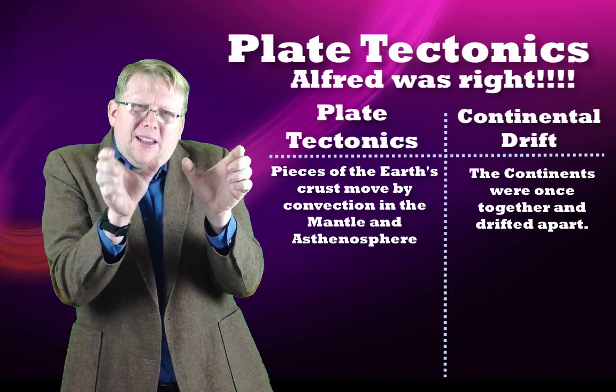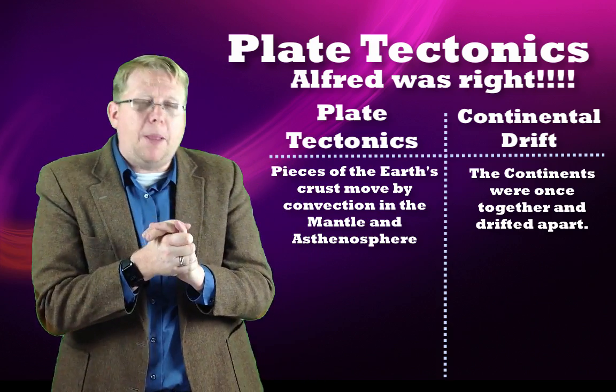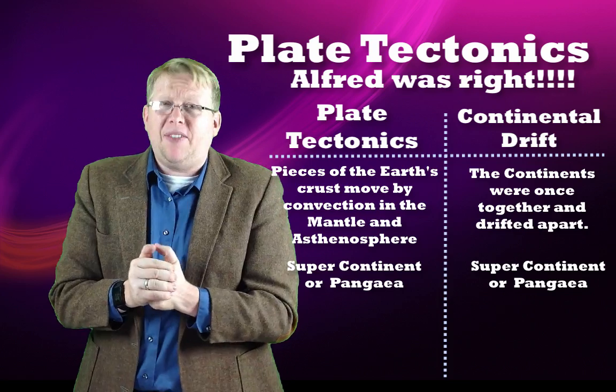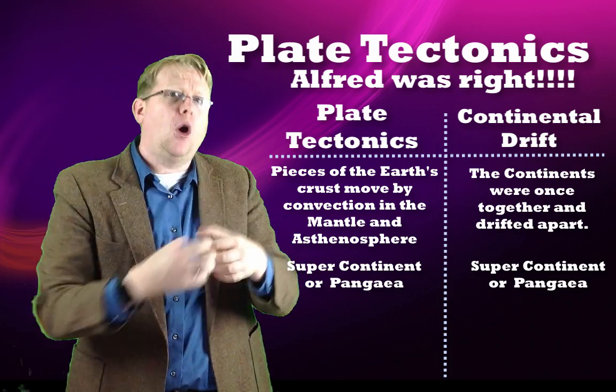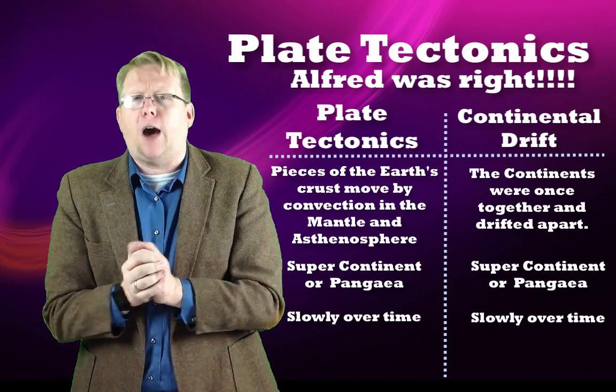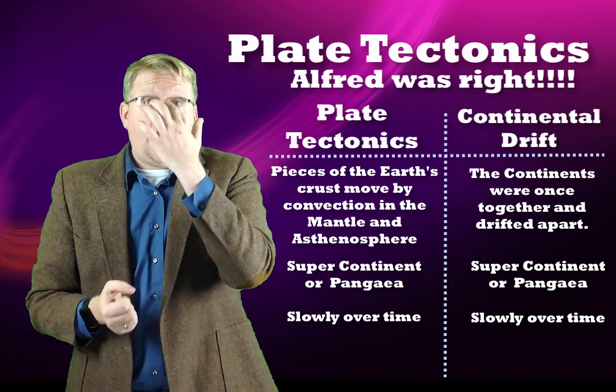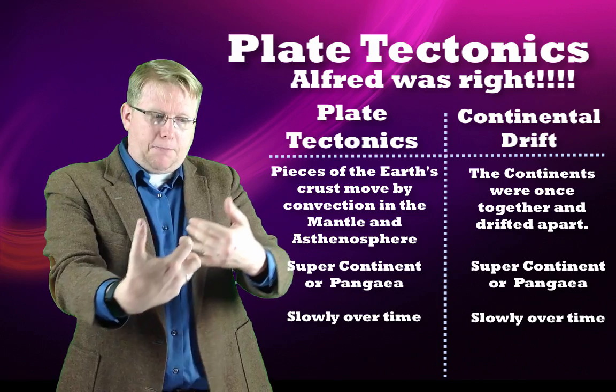We can see some of the differences here. Now, first off, they both had the idea that all the continents were together and were pulled apart. We have the idea that it happened slowly over time. Both of them, right? Alfred's idea was that they just drifted and kind of floated away, whereas with Harry Hess and plate tectonics, they're being pushed away.